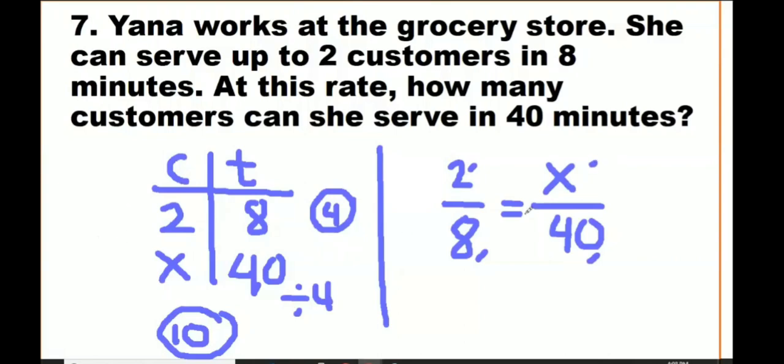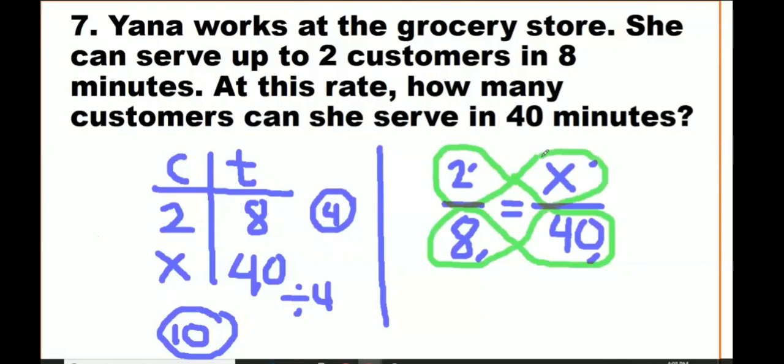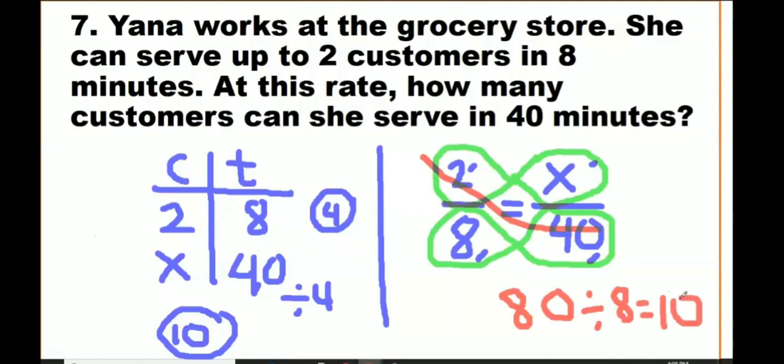Let's form the wings. These are the two. This is the side that has two quantities. So we will just multiply that. 2 times 40, that's 80. Then that's the side that has x. Then just divide the 80 by 8. And that gives us 10. All right, so we have the same answer.